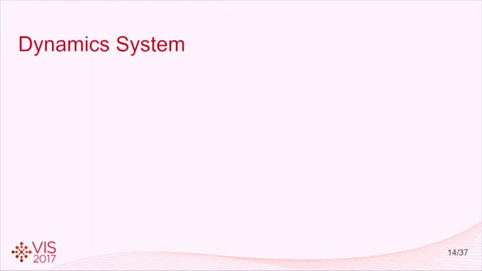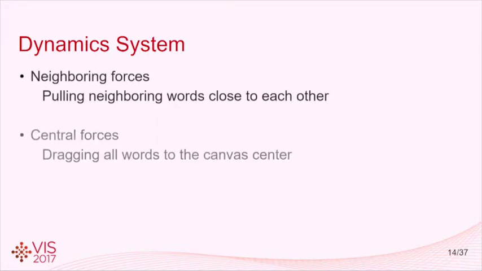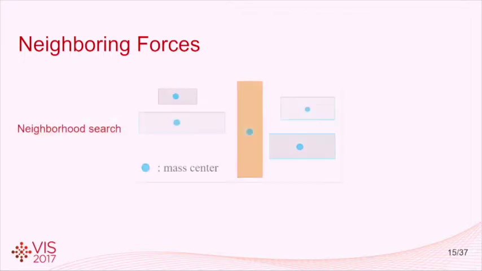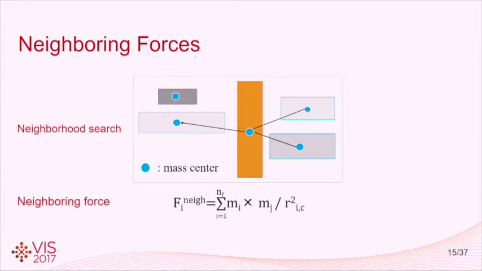To produce a compact layout while preserving the neighborhoods, we apply two external forces to word boxes, neighboring forces and central forces. Neighboring forces pull words close to each other, and central forces drag all words to the canvas center. To add neighboring forces to a word, we first need to find its neighbors. Connect the body center of a certain word and all other words. If the line segment connecting these two words doesn't intersect with a third word, these two words are neighbors. As shown in the figure, the word with the red border isn't the neighbor of the selected orange word.